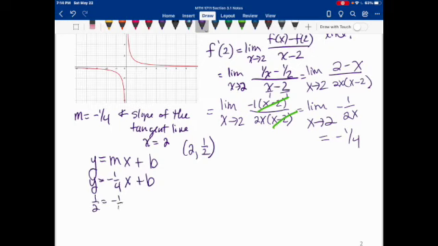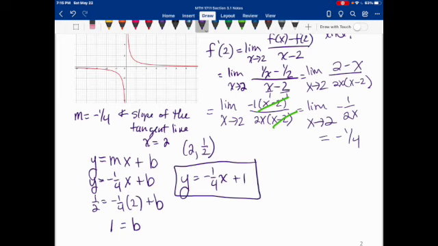So I'm going to plug in 1/2 for y, -1/4 times 2 plus b. When I multiply the -1/4 times the 2, that gives me -1/2. And when I add 1/2 to both sides, that gives me b is equal to 1. So my equation for the tangent line at x equals 2 is going to be y equals -1/4 x plus 1.